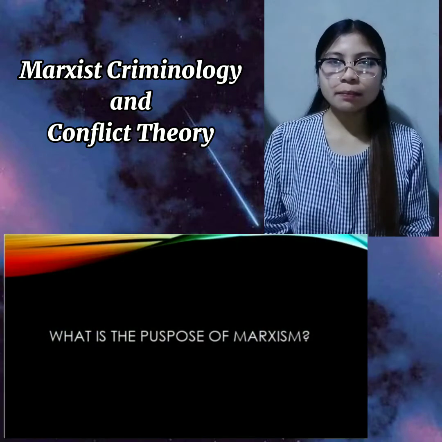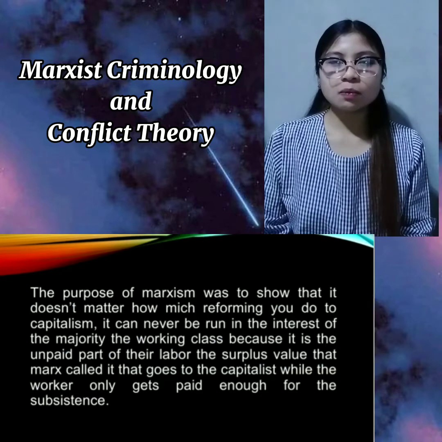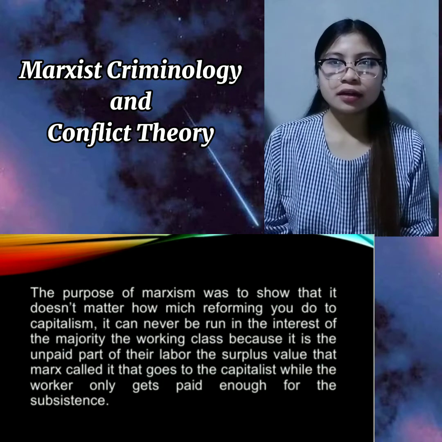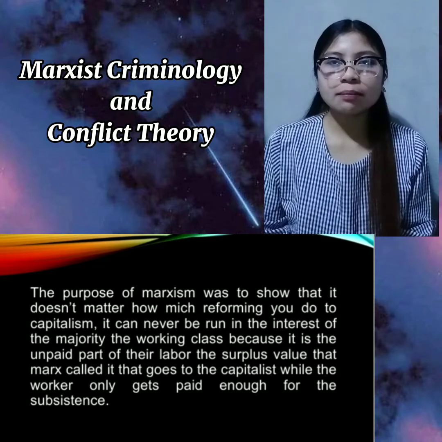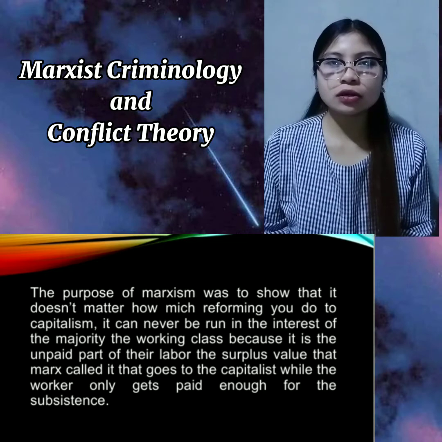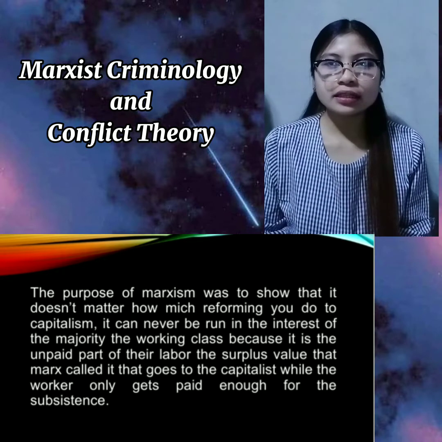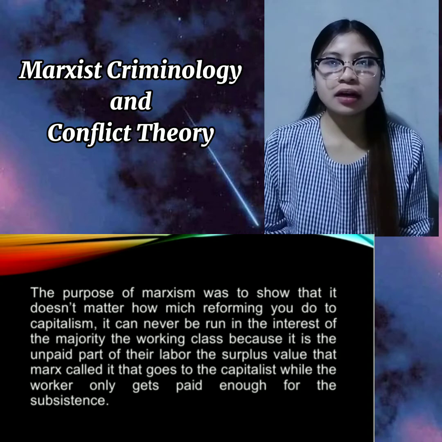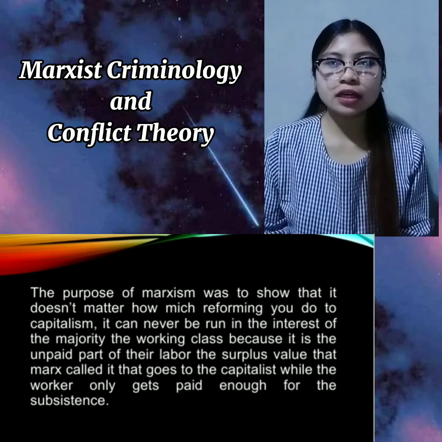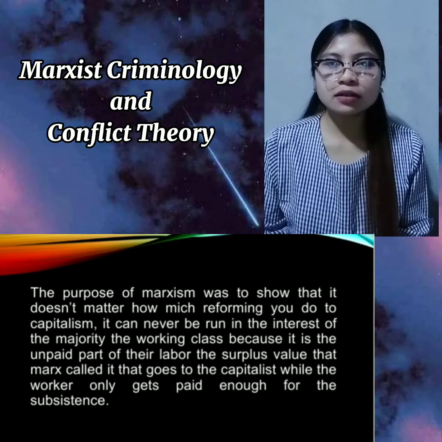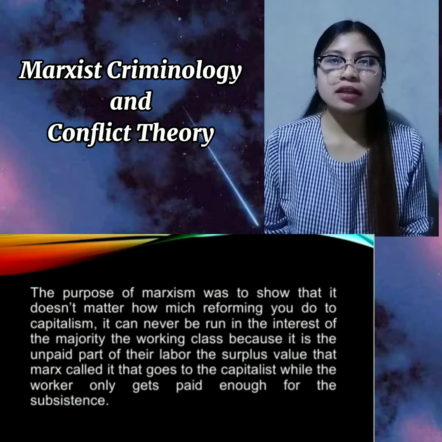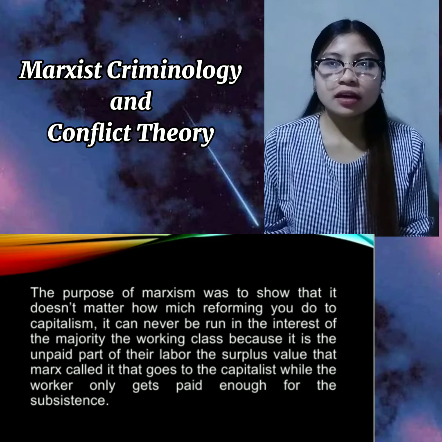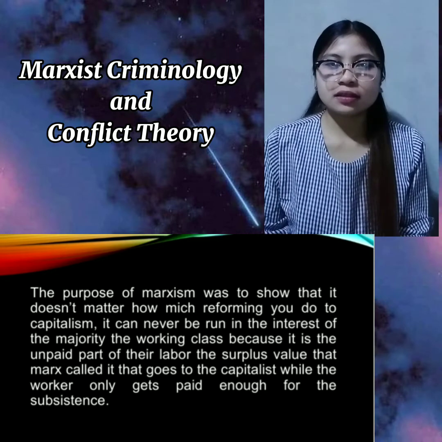Next is the purpose of Marxism. It was to show that it doesn't matter how much reforming you do to capitalism, it can never be run in the interest of the majority, the working class, because it is the unpaid part of their labor, the surplus value, as Marx called it, that goes to the capitalist while the worker only gets paid enough for subsistence.